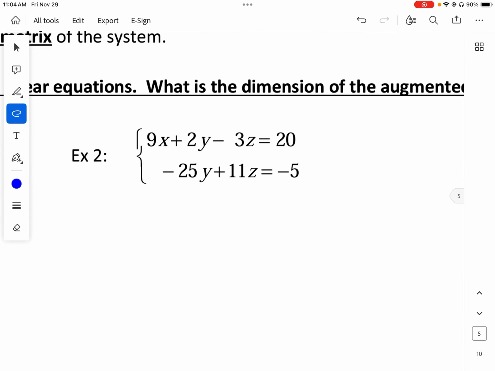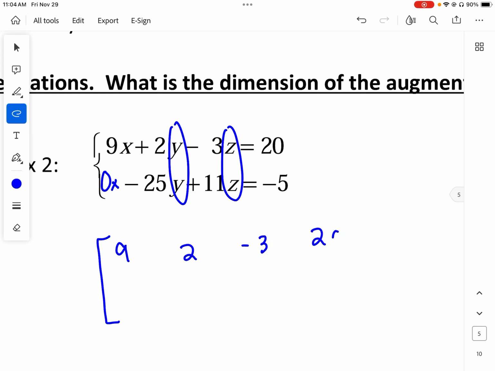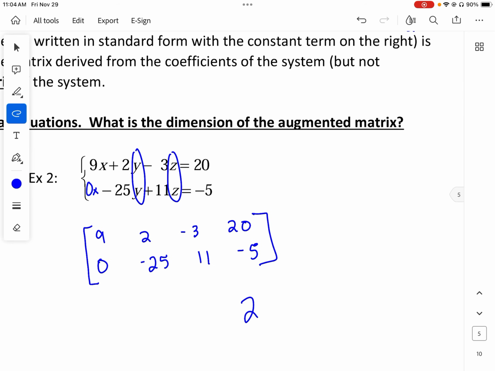Okay, example 2. See how we have y's here, z's here, but there's only one x, a 9x here. So I'm going to put a 0x in that position. Now it's in the correct form: 9, 2, negative 3, 20, 0, negative 25, 11, and negative 5. And this is a 2 row by 4 column, a 2 by 4.